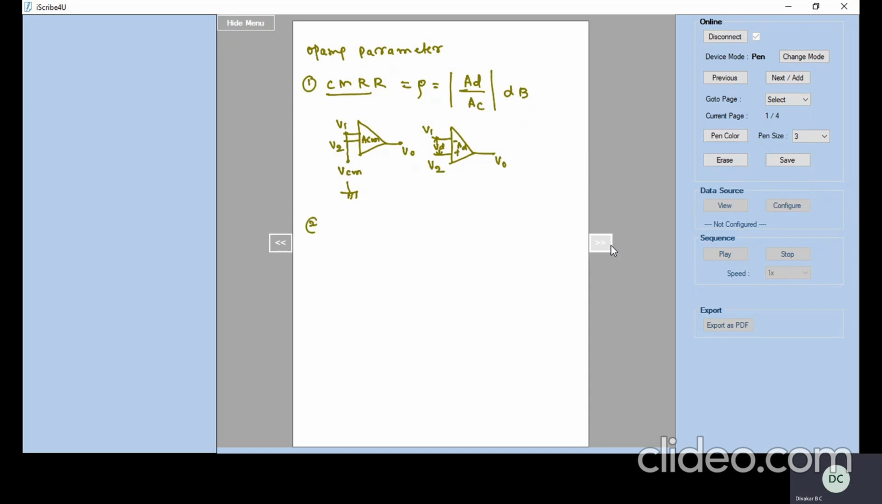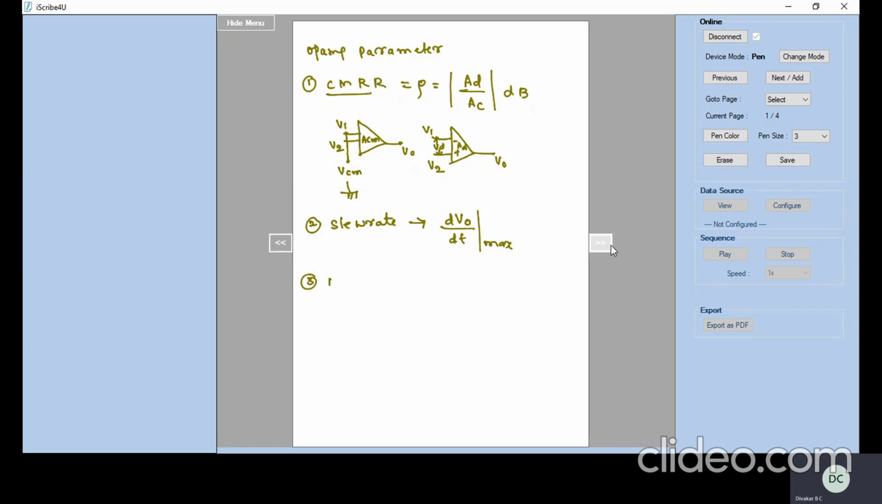The next one is slew rate. Higher the slew rate, better the performance. It is defined as the ratio of change in output voltage with respect to time, that is dV0 by dt. Slew rate indicates how fast the op amp responds to changes in the input signal. If it takes more time to respond, then there will be a distortion.